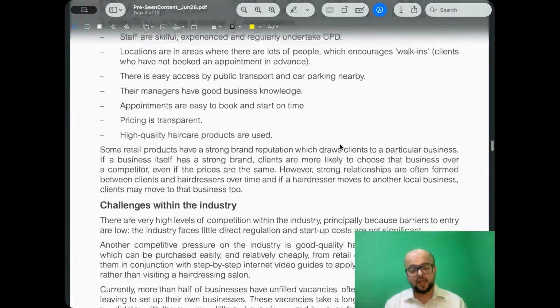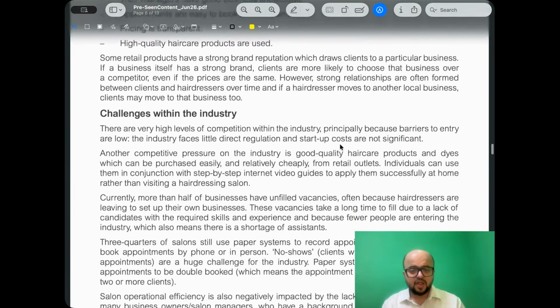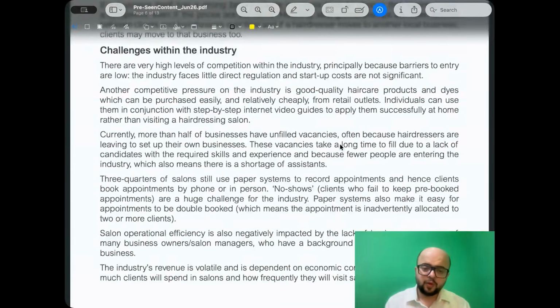We looked at critical success factors, then challenges within the industry. Have a look at the challenges part and make a note of challenges that you perceive, and then we'll take it back to my sheet, and we'll see if I have missed out on any point.